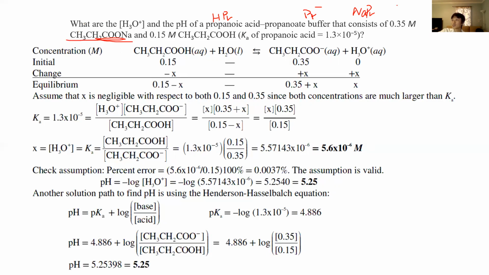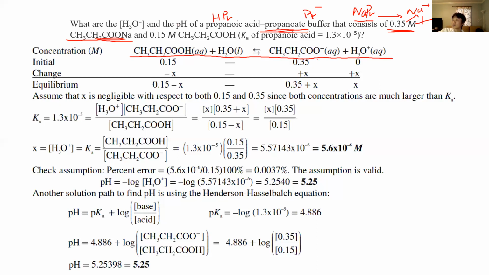So the sodium propanoate is a sodium salt. The amount we added completely dissociates into sodium and the Pr minus, meaning that at the beginning, the concentration for both is equal to 0.35. When you list this ICE table, the equation is the acid reacting with water to become its conjugate base and the proton.